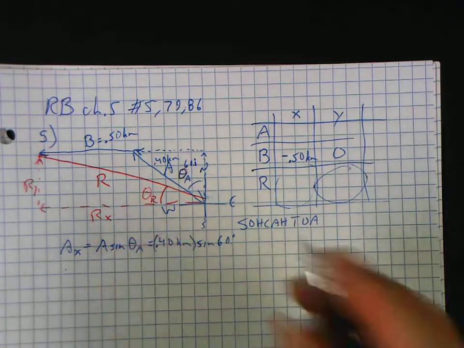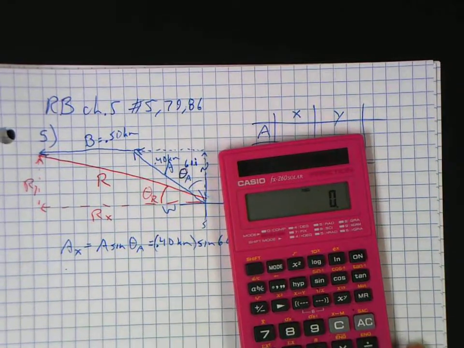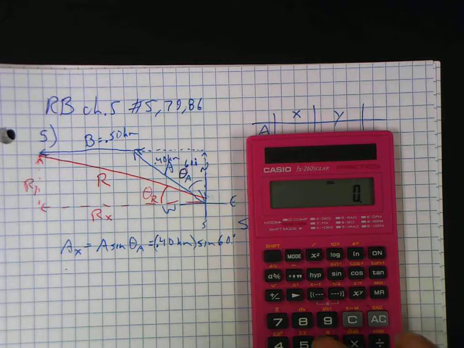And so, well, I don't need to put it down there. But as far as my calculator is concerned, I am going to put 60 degrees into the sine function, and then I'm going to multiply that by 0.40.